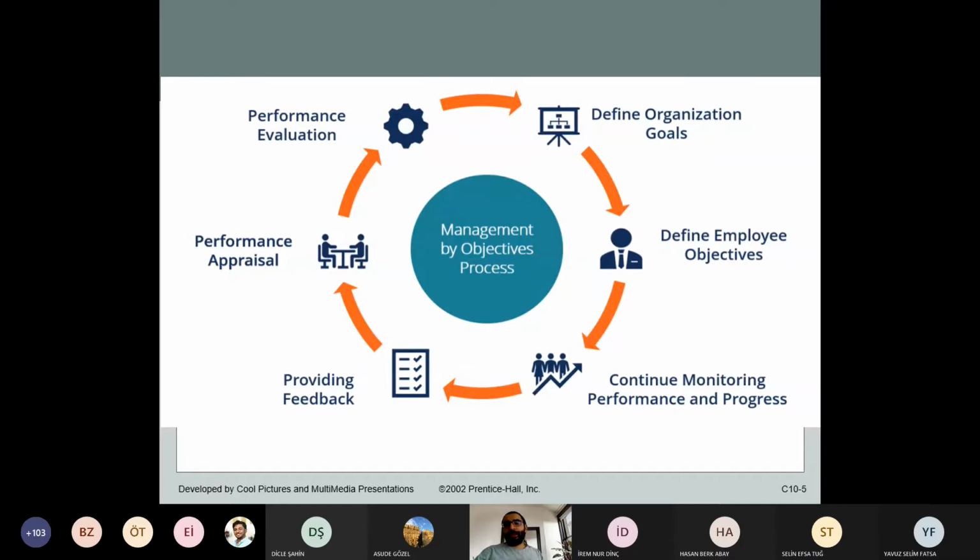So when you clearly define these objectives, then as the next step, you need to monitor this performance, right? Whether these employees are reaching your goals, your set of objectives, or not. It's an important question.